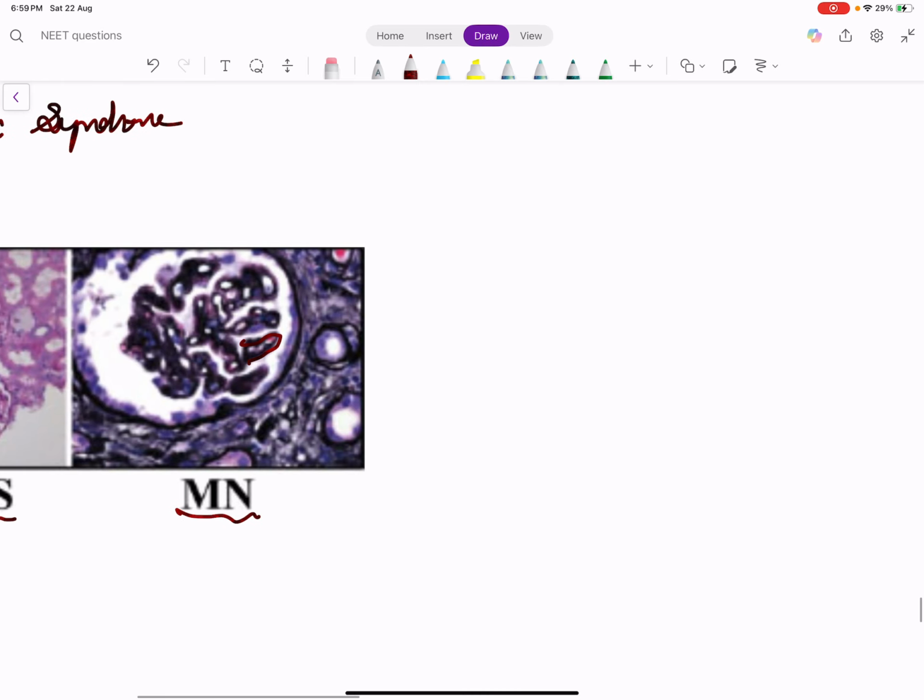So how will you treat glomerulonephritis? One, we are treating the cause. Steroids, initially it was given, nowadays it is not used. The main treatment in glomerulonephritis is hypertension control, because it causes hypertensive encephalopathy.